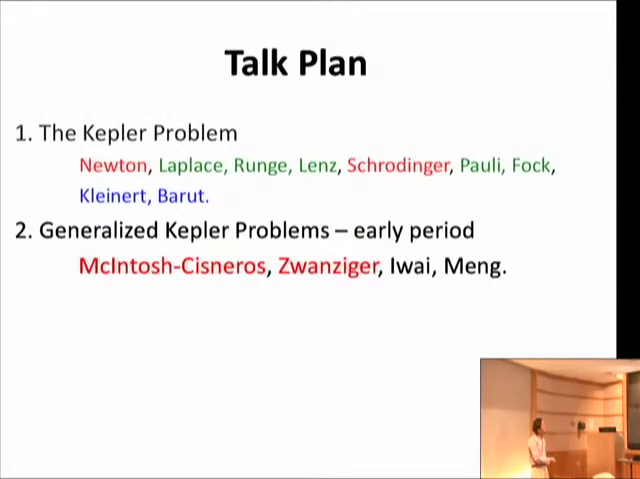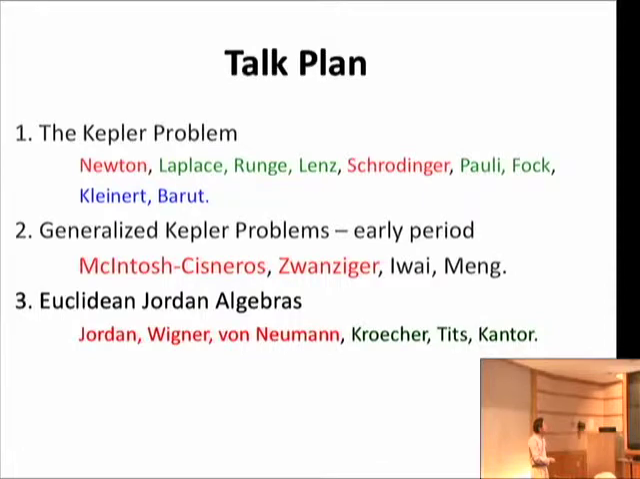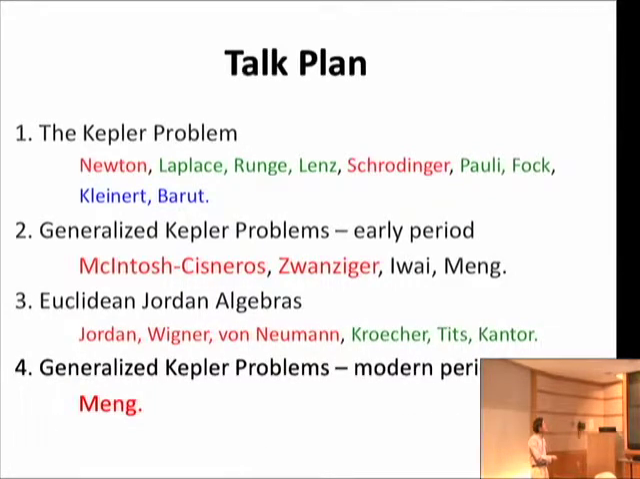Next, I will talk about the generalized Kepler problem in its early period. Those are the important names associated with it. And then I switch gears to talk about something seemingly unrelated, namely the Euclidean Jordan algebra. Those are the important names associated with it, and von Neumann was a faculty here. And finally, with this Jordan algebra introduced, I can talk about the generalized Kepler problem in the most general fashion.